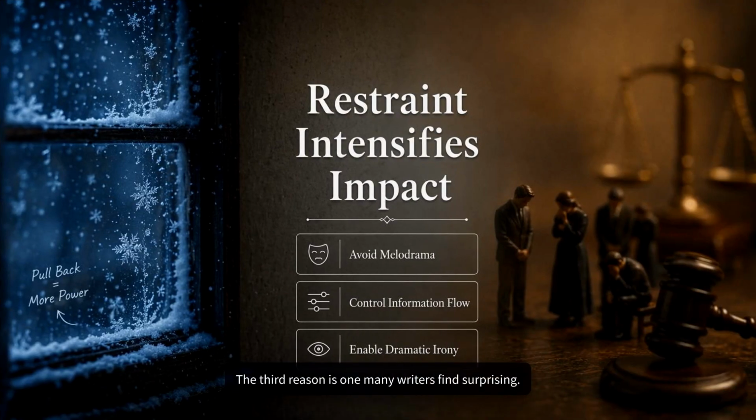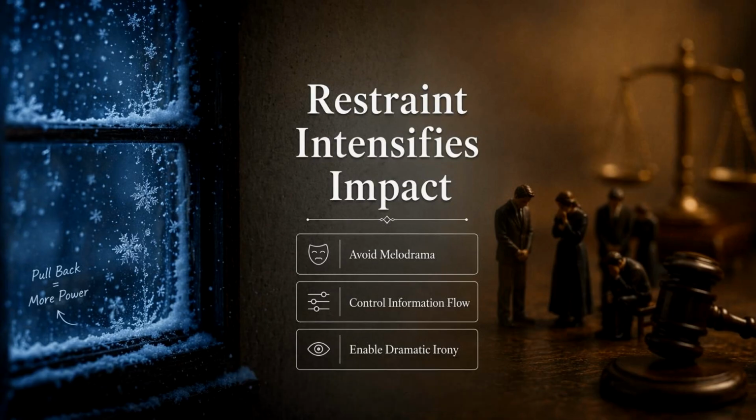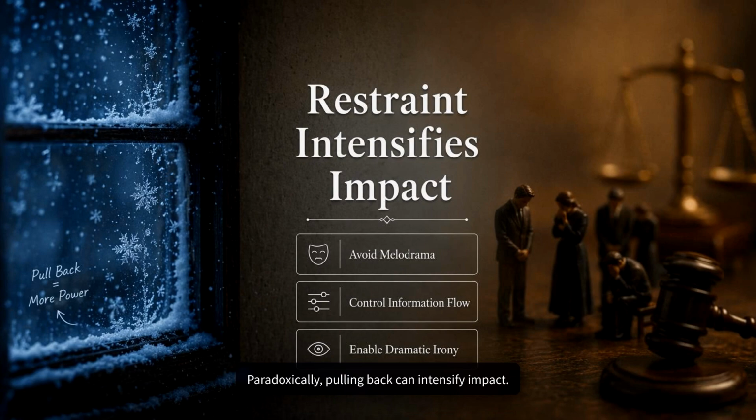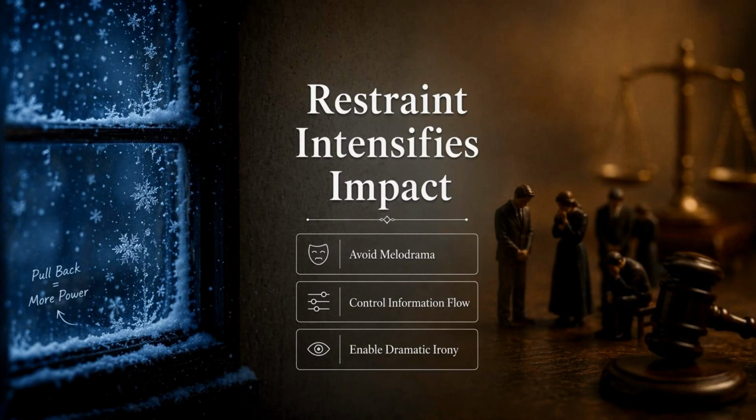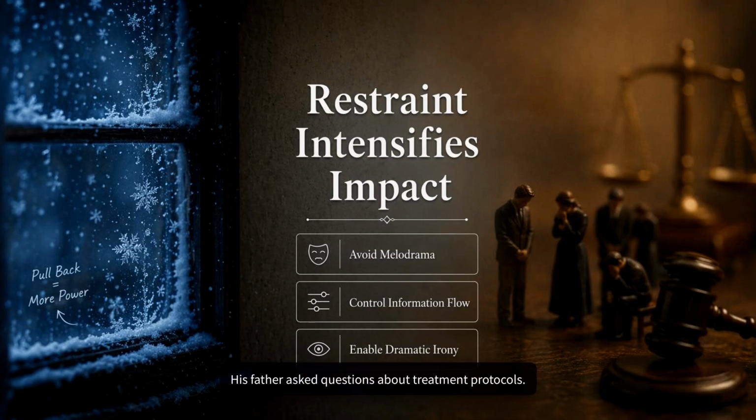The third reason is one many writers find surprising. Distance can manage overwhelming emotion. Paradoxically, pulling back can intensify impact. Stepping away from trauma can make it more devastating, and it helps you avoid melodrama in grief or violence. Look at this example. He told them about the diagnosis on a Tuesday. His mother cried. His father asked questions about treatment protocols. Marcus watched snow collect on the window ledge. The camera pulls back from Marcus's interior state. That restraint creates more power than drowning in his emotions ever could.